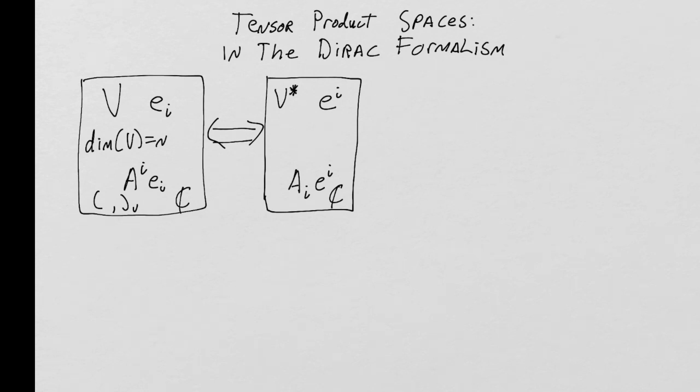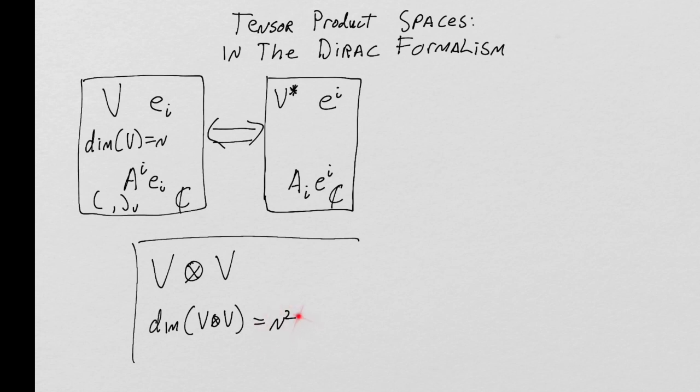So the next thing we learned, though, was that we could create objects called tensor product spaces. Once we had these two things, we could create tensor product spaces. And the way we defined a tensor product space is we wrote, for example, V tensor product V. And this here is a new vector space, meaning that it has its own dimensionality, which happens to be the dimensionality of V squared, and it has a basis.